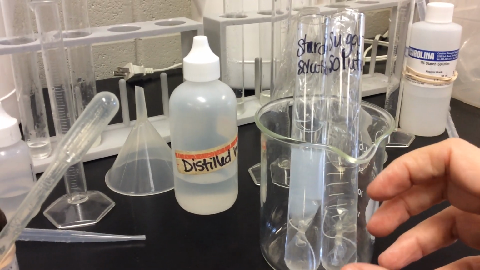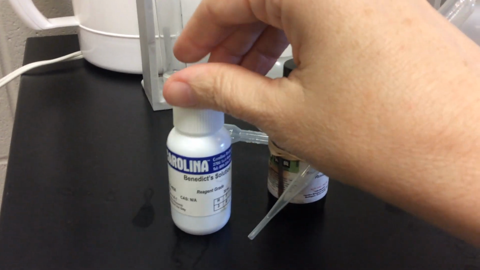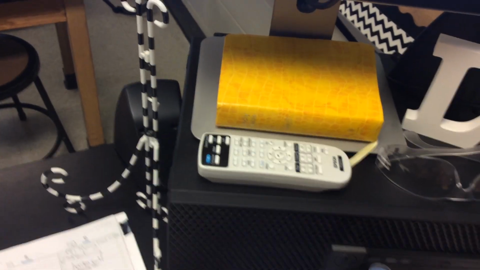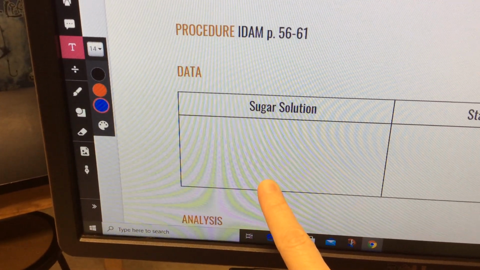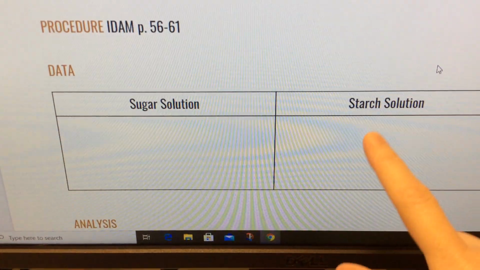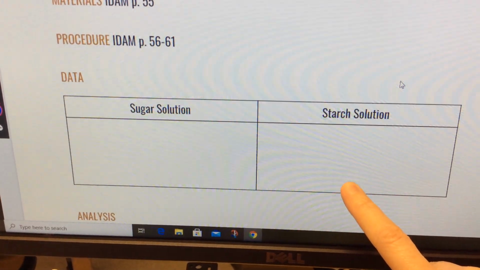When we performed that experiment, we did a sugar test using the Benedict solution and a starch test using the Lugol solution. So if we go and look at our results, then you will draw the sugar solution test tube on the sugar solution side of the data table. And on the starch solution side, you can draw the picture of our setup of the starch solution test tube.